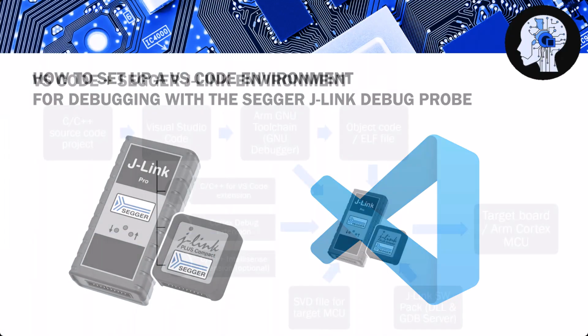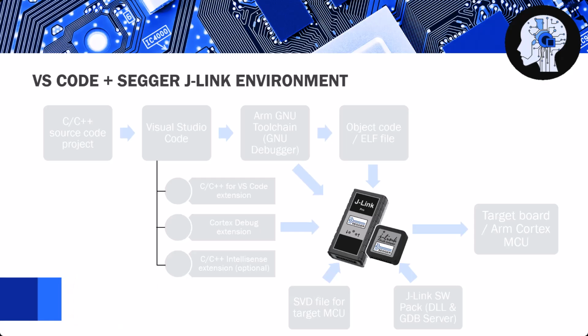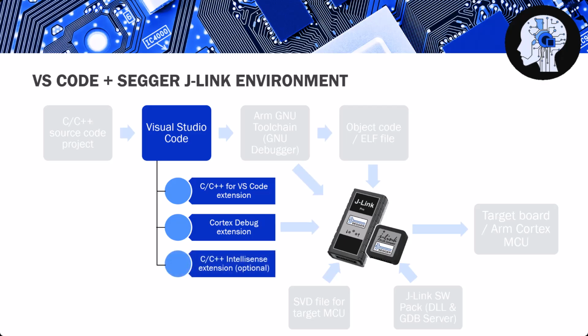Let's get started. In order to do debugging with J-Link under VS Code, this is the environment you need to have set up on your computer. Microsoft Visual Studio Code serves as the overall IDE. The C++ for Visual Studio Code extension provides language support for C and C++ development within the VS Code environment. The Cortex Debug extension provides debugging capabilities for ARM Cortex-M microcontrollers within VS Code. Optionally, you can install the C++ IntelliSense extension, which provides intelligent code assistance.